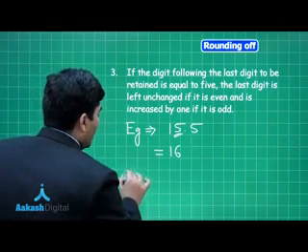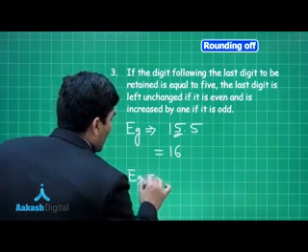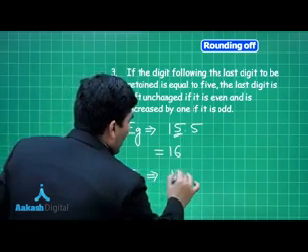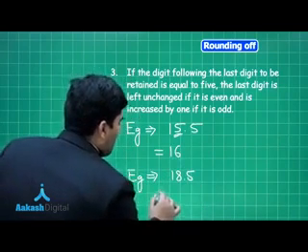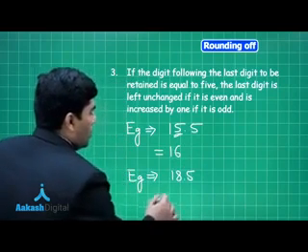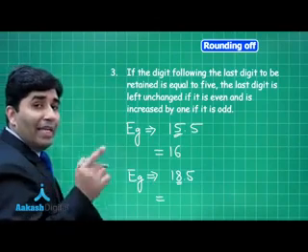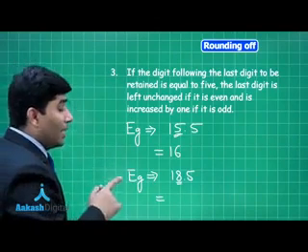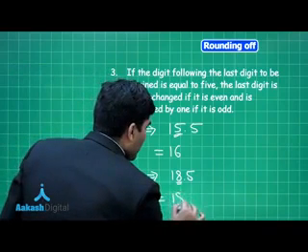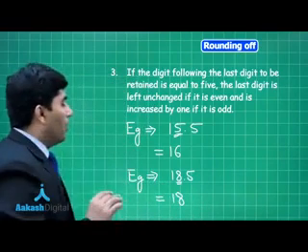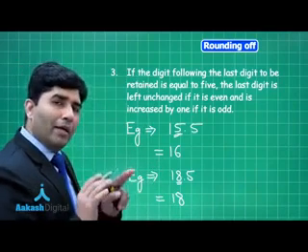And in another example, if we take 18.5, so we have to see this number. Is 8 even or odd? 8 is even. Therefore, our answer will be 18. So we will not consider 5 in this case. The answer will be 18.